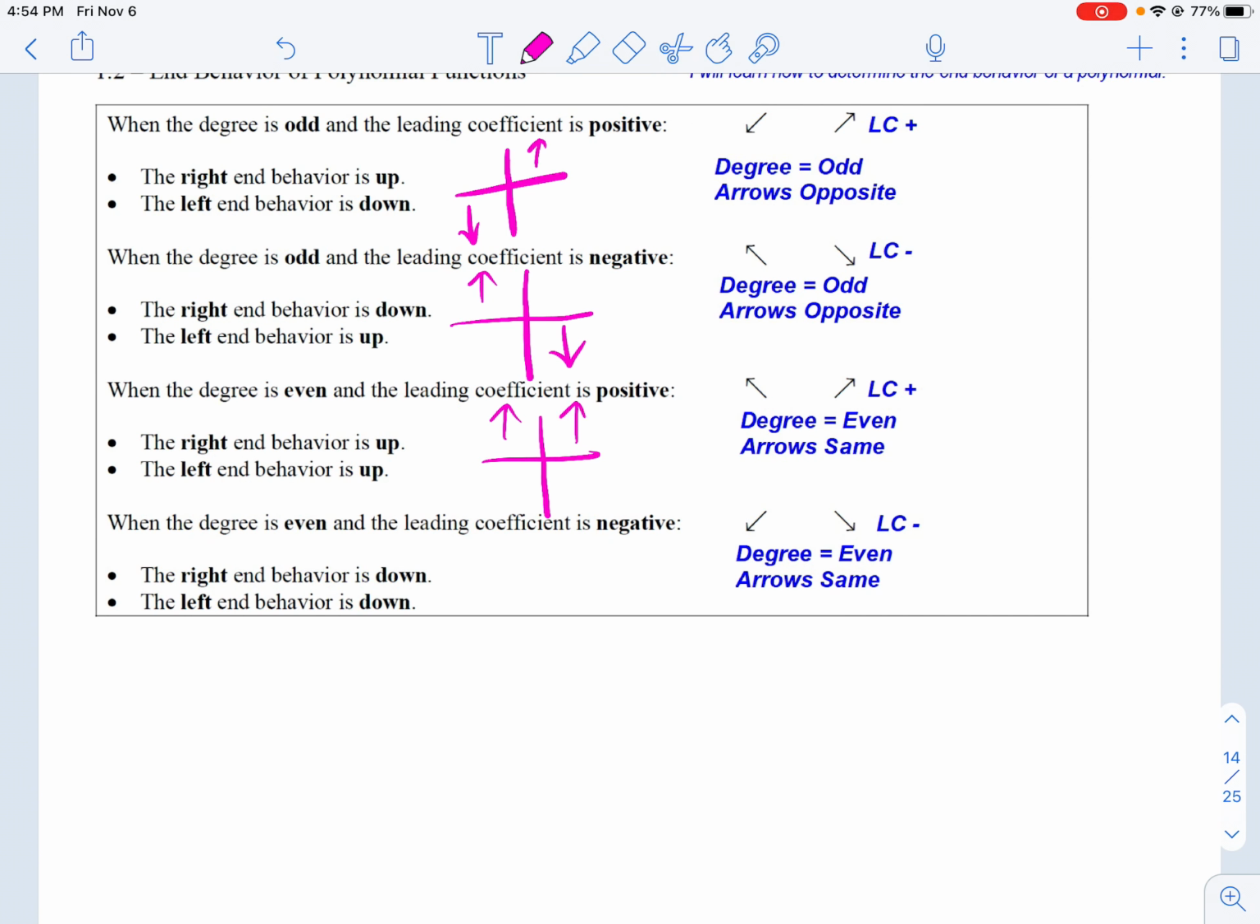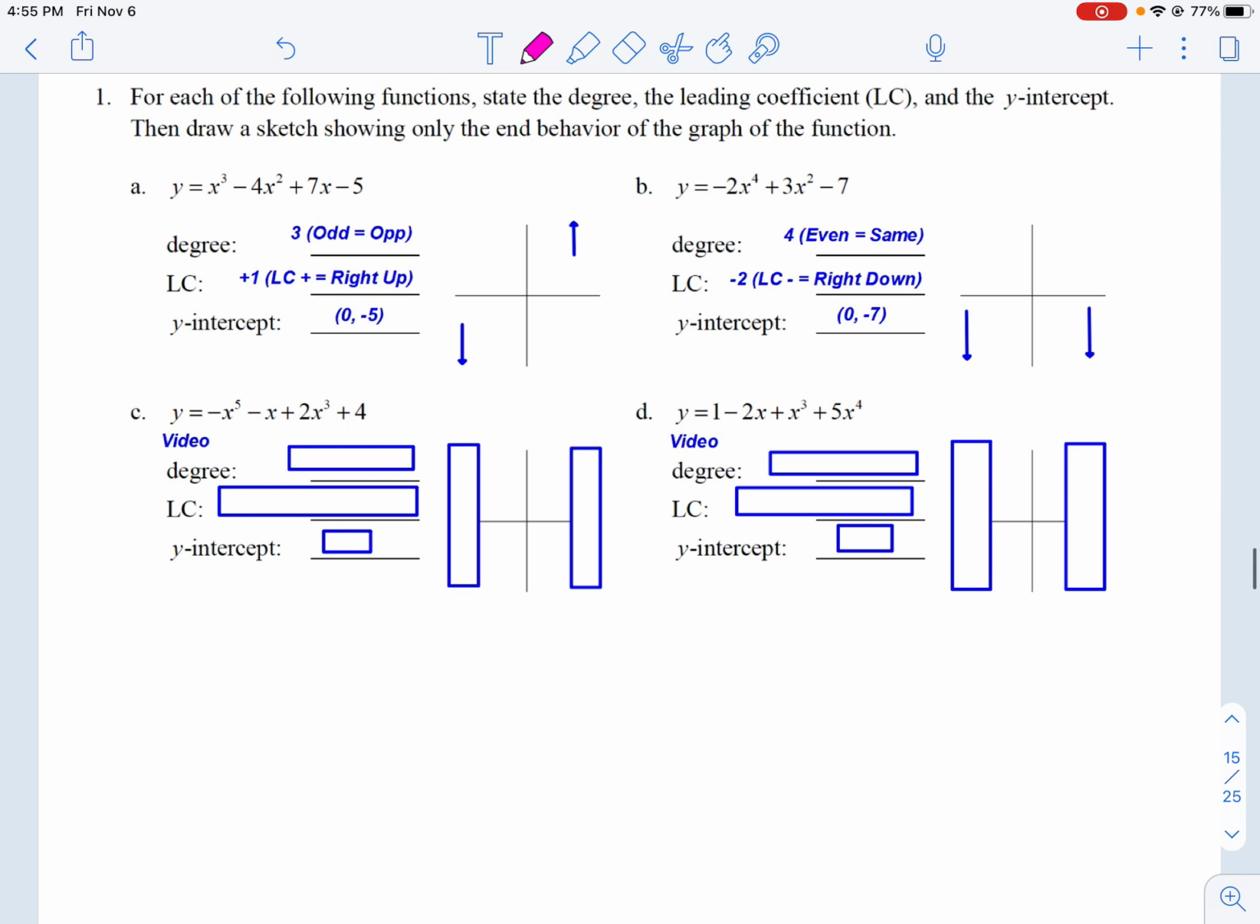So there are only four different things that could happen to the graph. You just pick which one will happen based on what we're given. Okay, let's try to check. For each of the following functions, state the degree, leading coefficient, and the y-intercept. Then draw a sketch following only the end behavior of the graph of the function. These are all polynomial functions.